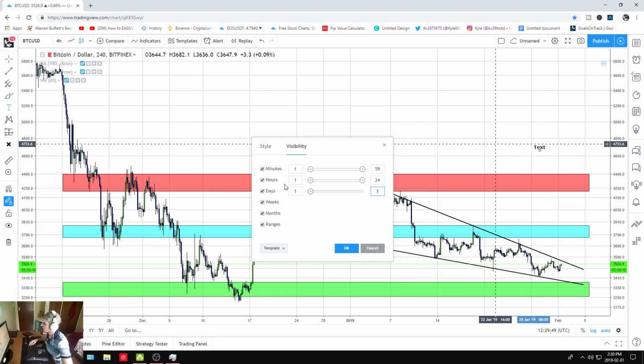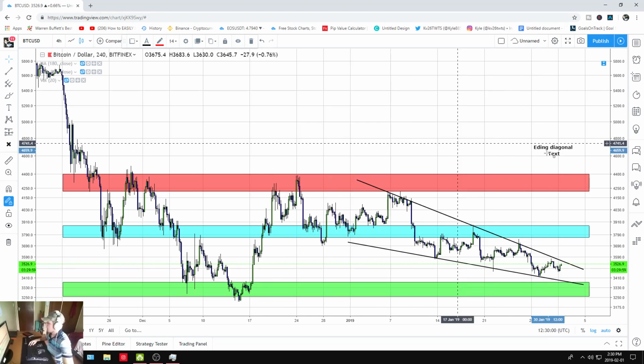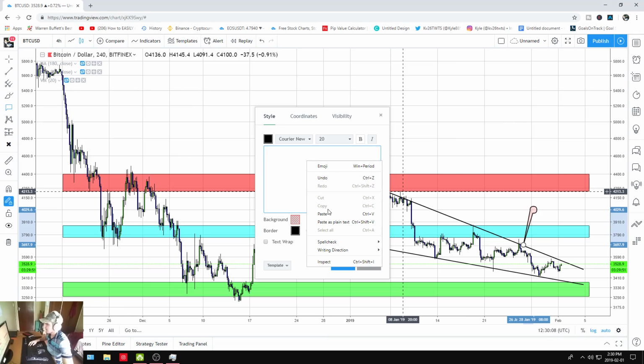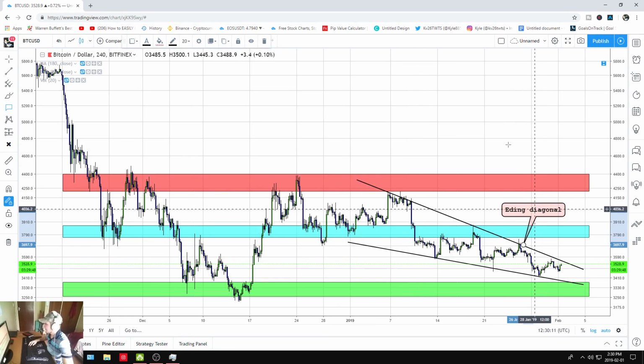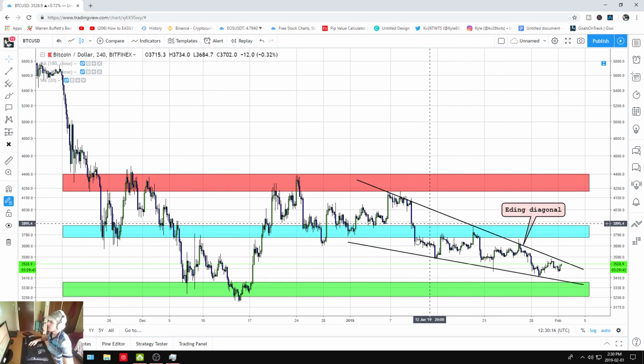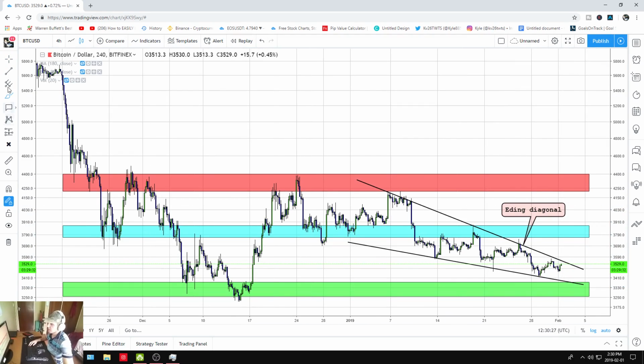Let's get that one on. Oh no, I don't want that one. Let's get the right one. So far we identified the ending diagonal. Ending diagonal means the market is going to push up to the top. That means the market is more likely to bounce and break to the top. That's what the ending diagonal indicates for us.